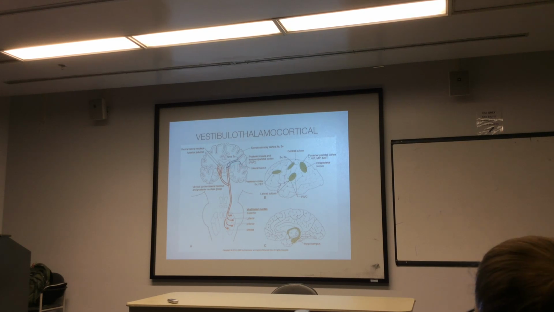And then some of these guys actually project into the hippocampus as well, and I think this is really neat. So you'll have projections from the dorsal thalamus to the hippocampus and the vestibular nuclei. And what's cool is that these guys help to control spatial navigation.